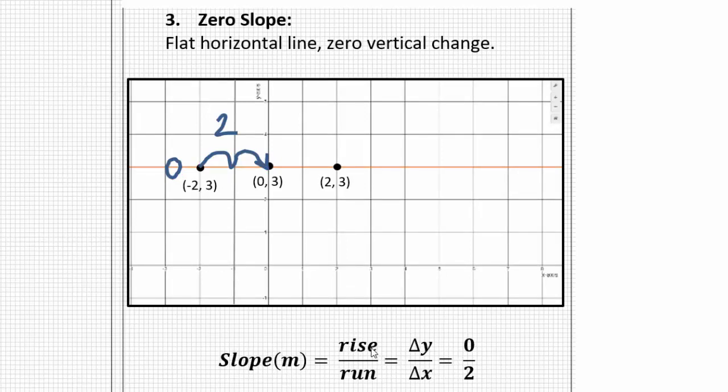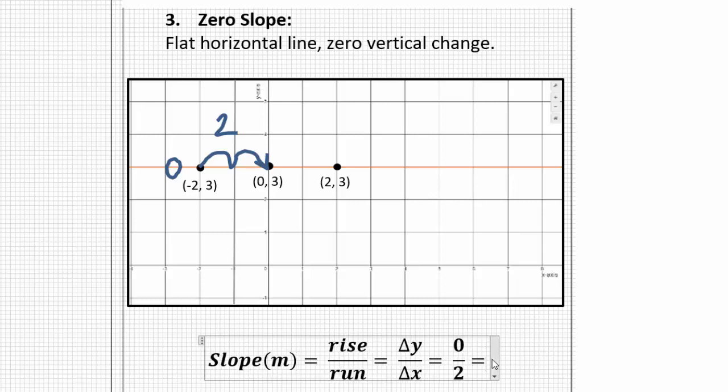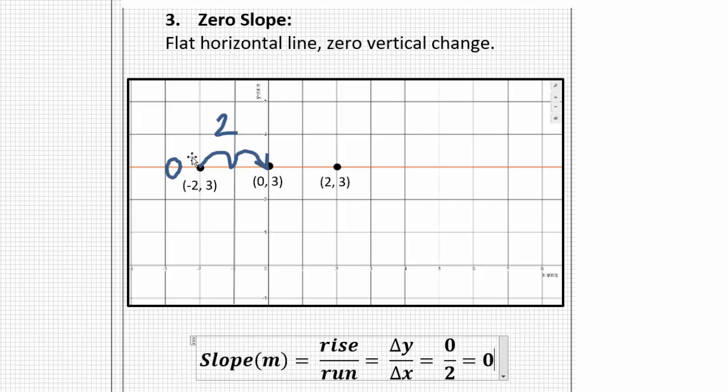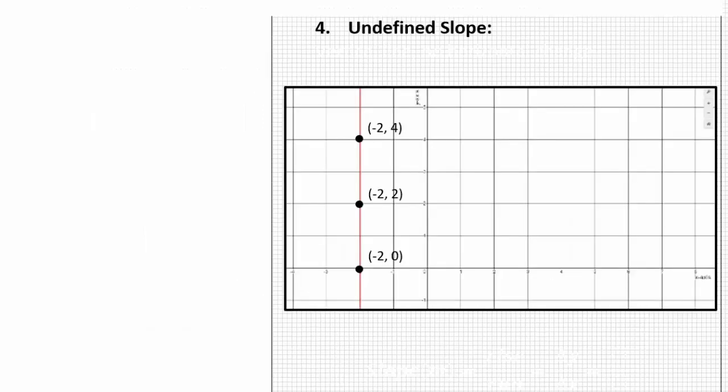Again, our vertical change, our change in y, was 0. It didn't rise or drop at all. And our horizontal change, our change in x, was 2. Well, 0 divided by any number is what? 0, right. So anytime you have a flat horizontal line, you can automatically know, really without doing any calculations at all, that the slope will always be 0. Let's take a look at our last example.